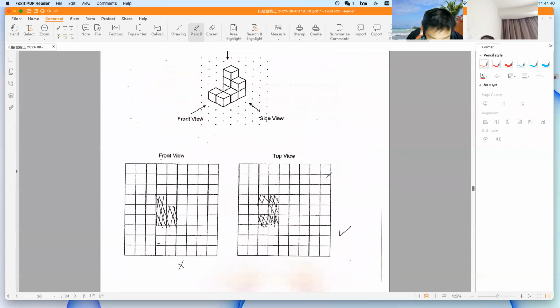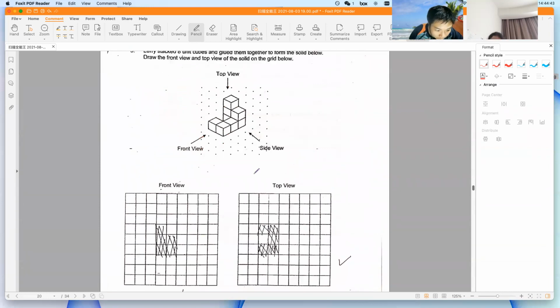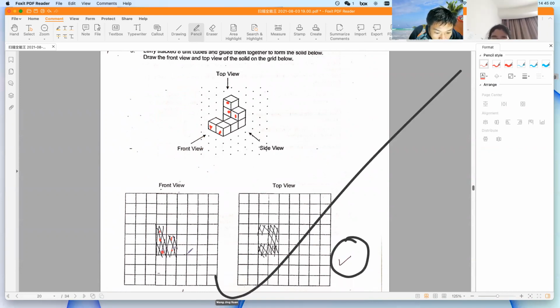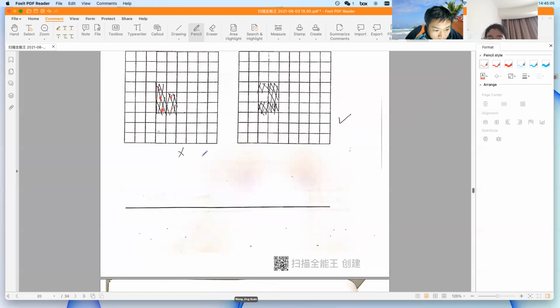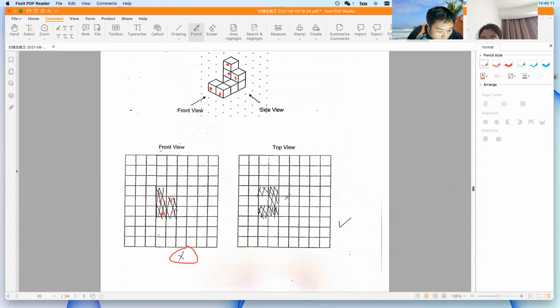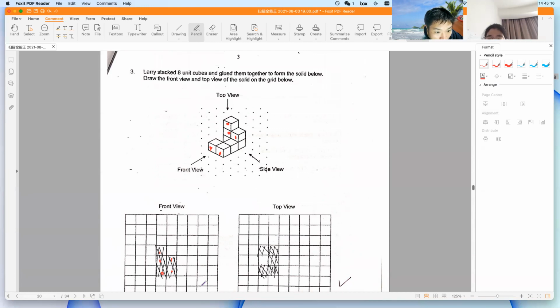Okay. This one, front view. How come so? Front view is 1, 2, 3, then 1, 2. Is there a mistake? Is your front view wrong? 1, 2, 3, then 1, 2, there's no mistake. Oh, okay. Good. Yeah, because I see this one. I see here cross. I don't know why cross.